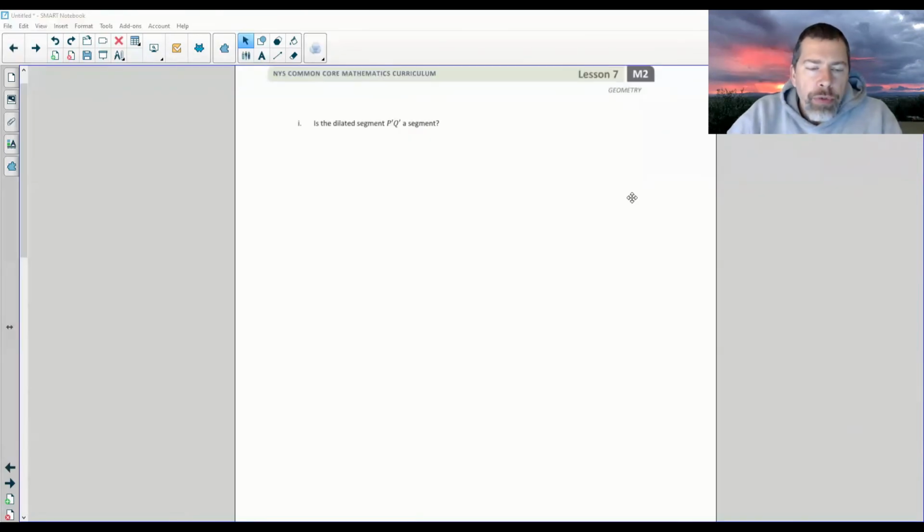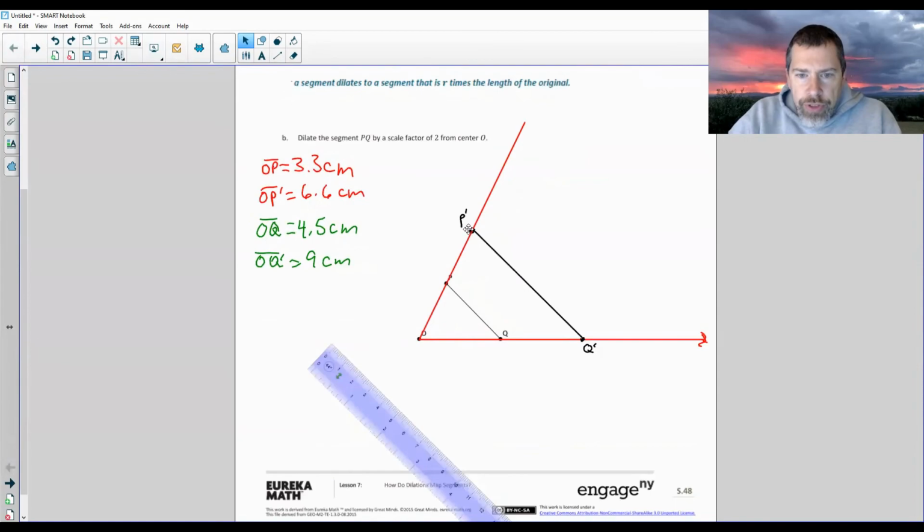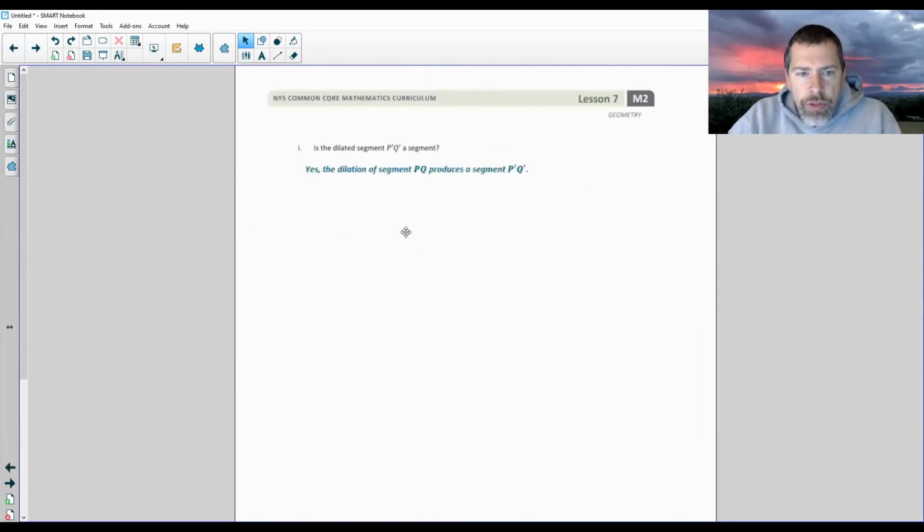Okay, on to page 2. Part 1 says, is the dilated segment P prime Q prime a segment? Well, we've already answered that, and the answer is yes. The dilation of segment PQ produces a segment P prime Q prime. So as you can see, there it is. Okay, so part 2 says, how, if at all, has the segment PQ been transformed?